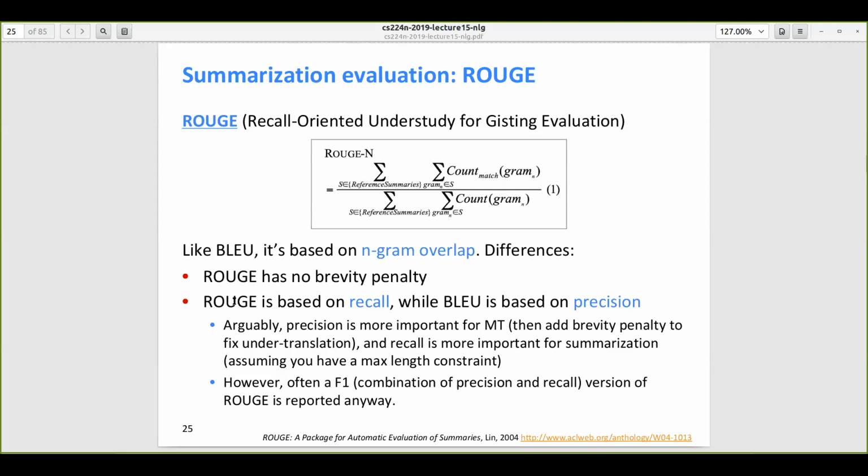ROUGE is based on recall. There's a difference between ROUGE and BLEU here. ROUGE is based on recall, whereas BLEU is based on precision. The reason being that precision is more important for machine translation, whereas for summarization, recall is more important. However, the reason why it's mentioned that evaluation of summarization is not easy is that even these metrics are not totally helpful all the time.